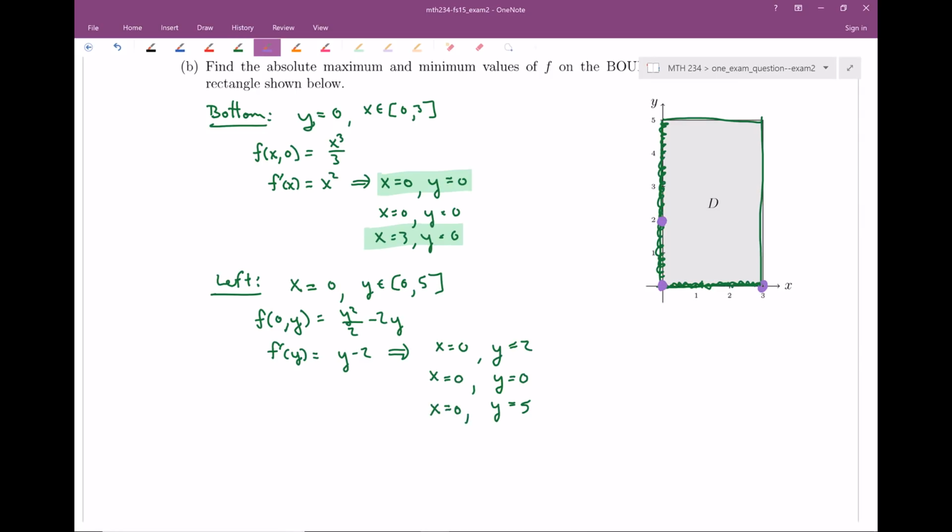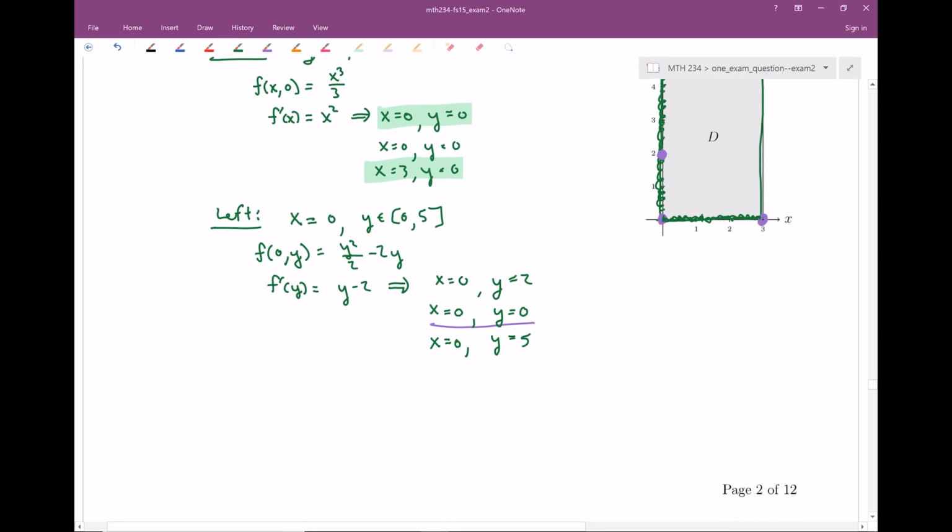And so it looks like, again, we already have the point 0, 0 here. That one was already included. But the new one is 0, 5. So up here. Okay, so there's two of them. Now let's go ahead and do maybe the top.